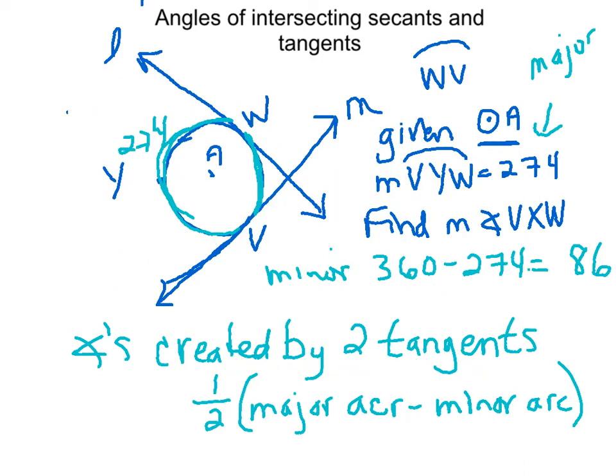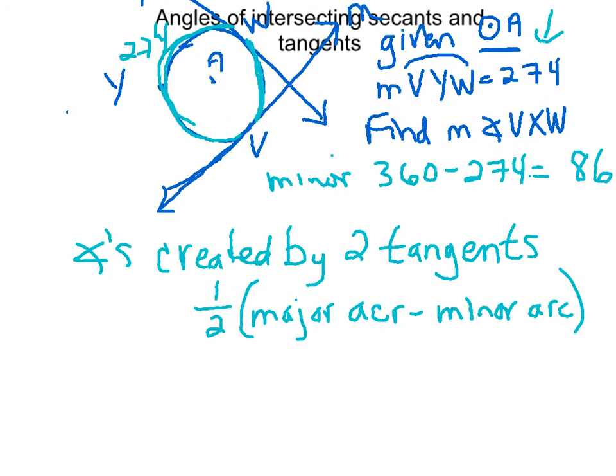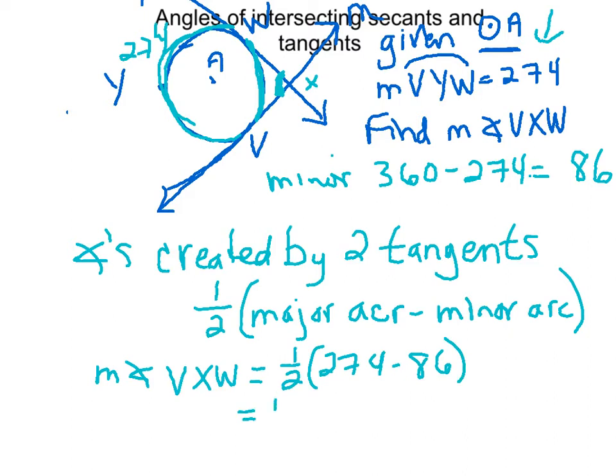To put this into our formula, I'm going to scroll up just a little bit. Where is angle VXW? Oh, that's supposed to be X, sorry. Right here. That's the angle that we're looking for. So the measure of angle VXW is going to equal 1/2 of 274 minus 86, which is 1/2 of 188, which gives us 94 degrees. And there you go.